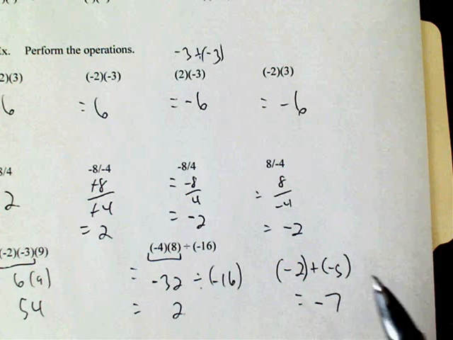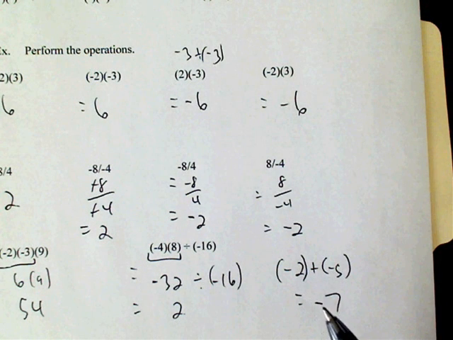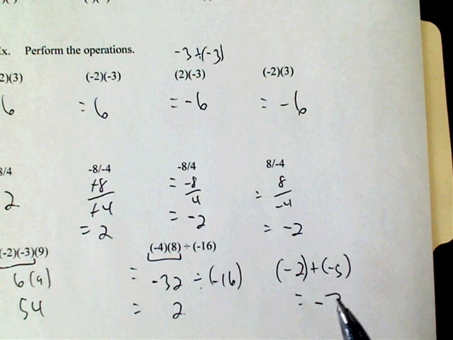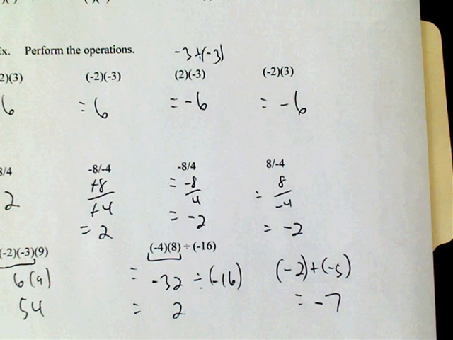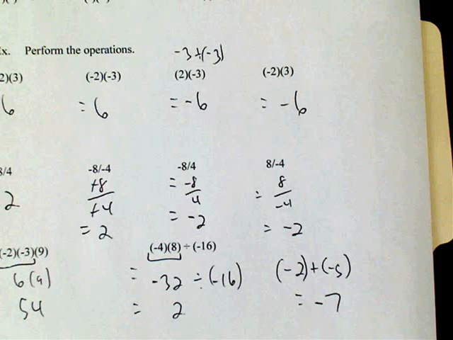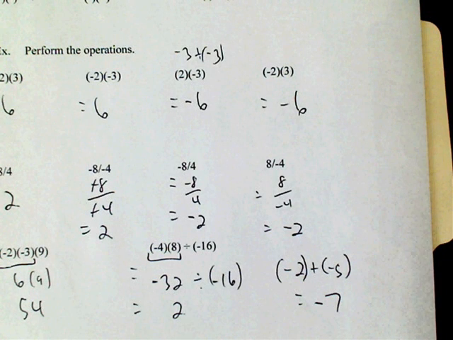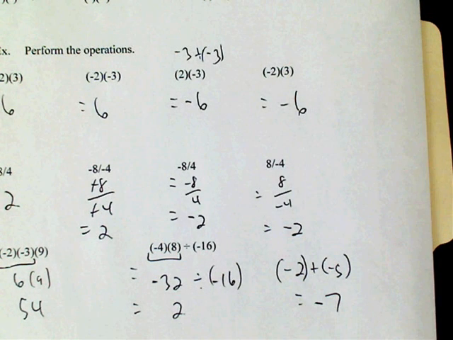Another mistake is, people think when they see two negatives, it's automatically positive. That's only true for multiplication and division. When you add and subtract, you keep the sign if they're the same. So if they're both negative and you're adding, keep the sign.